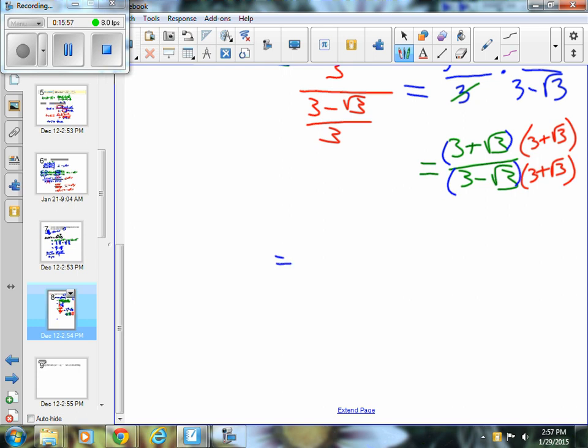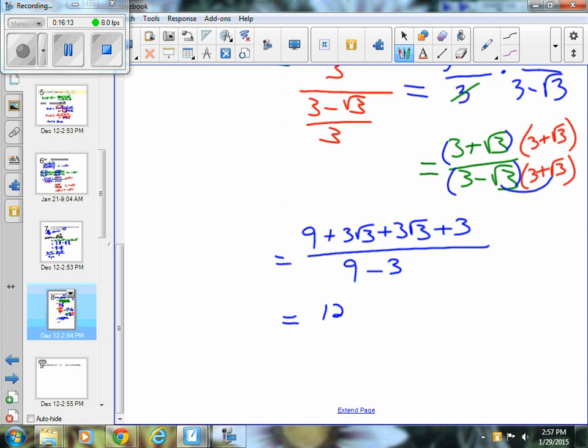So in the numerator, let's FOIL. So it'd be 9 plus 3 root 3 plus another 3 root 3, and then square root of 3 times square root of 3 is 3. On the bottom, we'd have 9 minus square root of 3 times square root of 3 would be 3. So it looks like 12 plus 6 root 3 over 6. And one last thing we can do, we have a common factor of 6. So we have 2 plus root 3, dividing each of those.